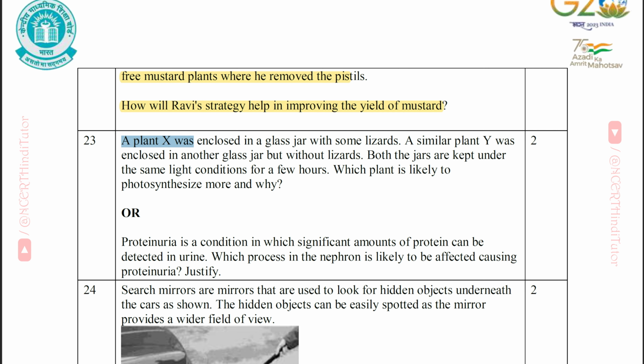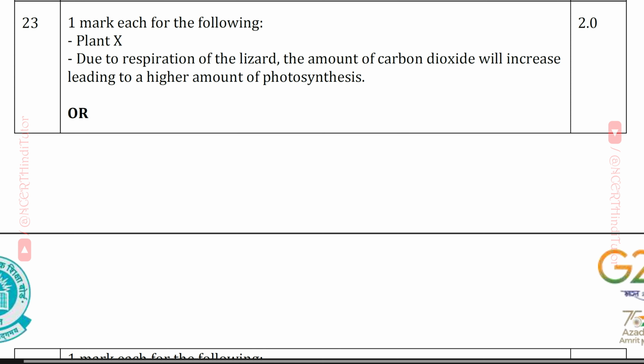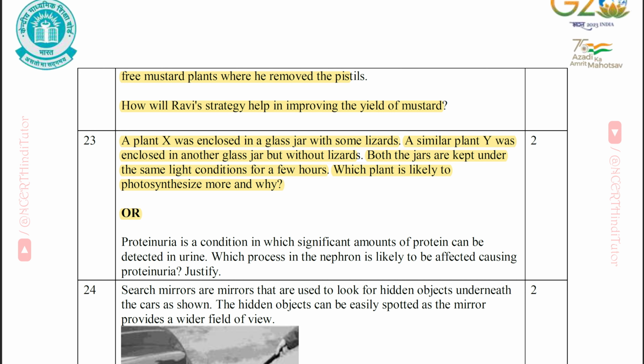23. A plant X was enclosed in a glass jar with some lizards. A similar plant Y was enclosed in another glass jar but without lizards. Both the jars are kept under the same light conditions for a few hours. Which plant is likely to photosynthesize more and why? Answer: Plant X. Due to respiration of the lizard, the amount of carbon dioxide will increase, leading to a higher amount of photosynthesis. Or, proteinuria is a condition in which significant amounts of protein can be detected in urine.